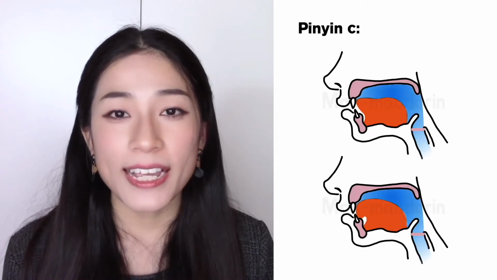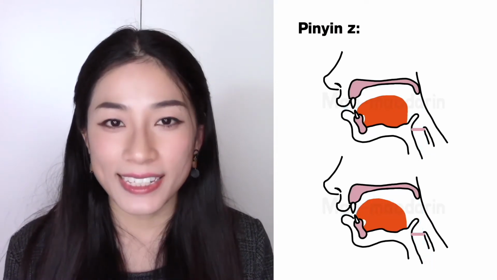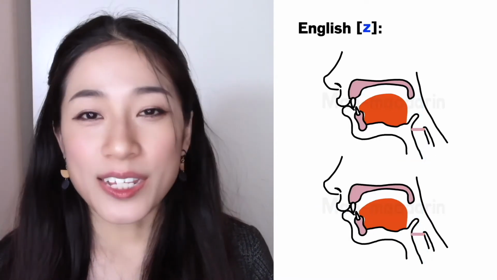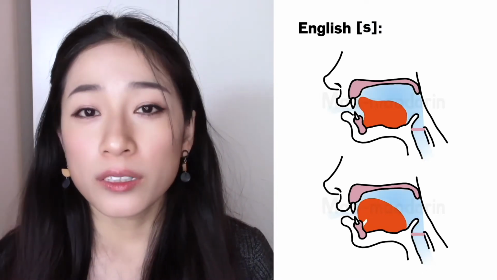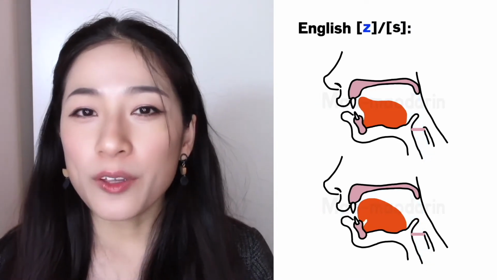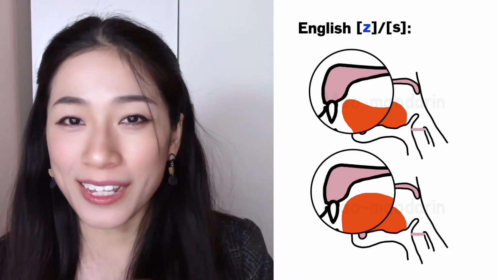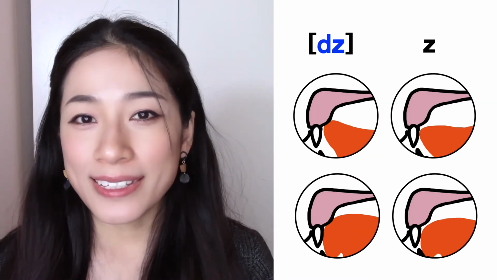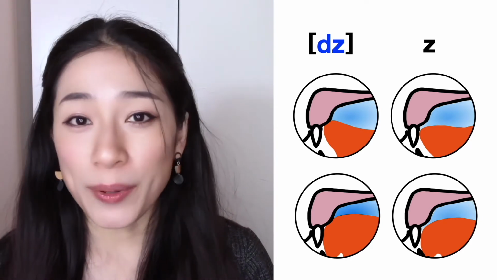is whether you aspirate or not. Meaning if you weaken the air puff when pronouncing c, you'll get z. Or you can refer to z, not the English z, because the English z is actually a voiced version of s. To pronounce them, you leave a small gap between your tongue and the alveolar ridge, but z and c are formed by completely stopping the airflow.